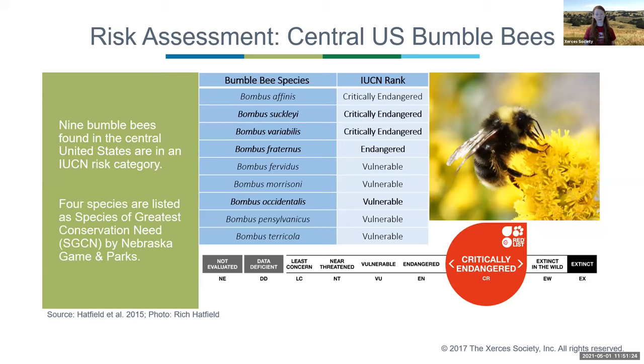And in Nebraska, we have 4 of these species: Bombus suckleyi, Bombus variabilis, Bombus fraternus, and Bombus occidentalis, which is the one that's pictured here. These 4 species are listed as species of greatest conservation need by the Nebraska Game and Parks Commission. That means the commission is aware that these 4 species exist or existed at one point in the state and are in need of priority. When they're designing conservation efforts, these species are at the top of the list.